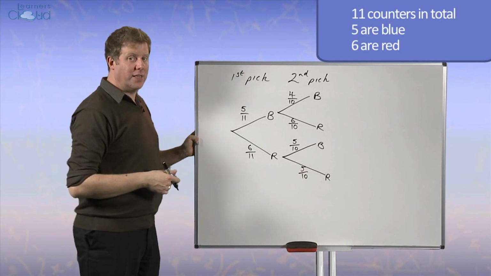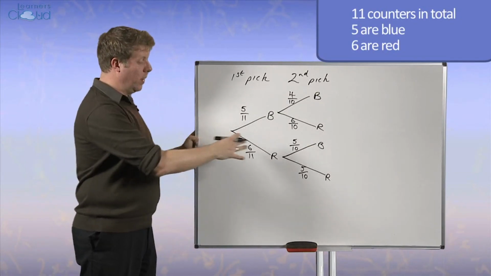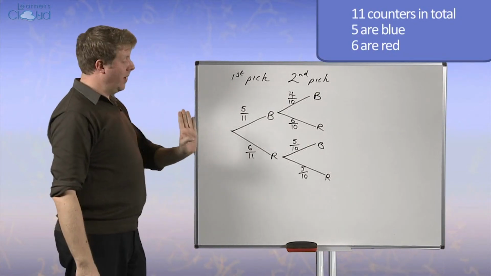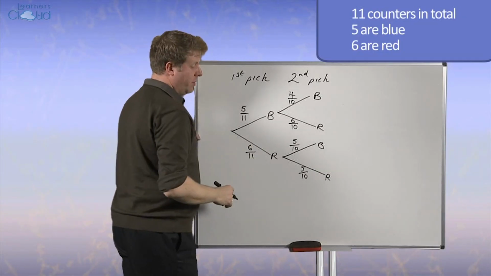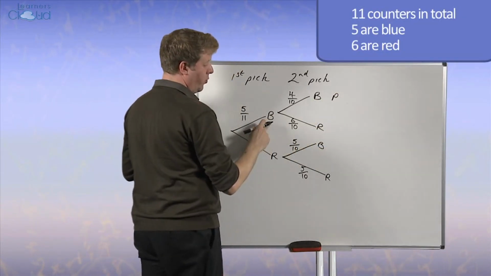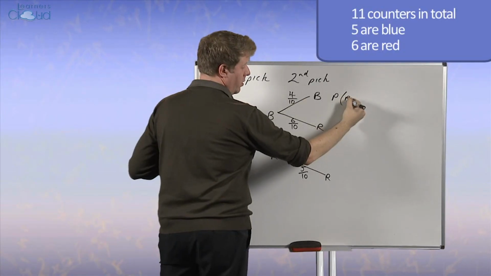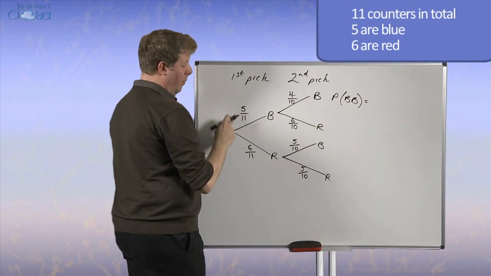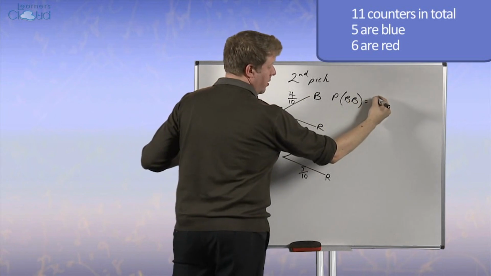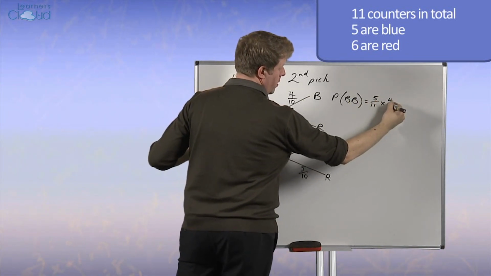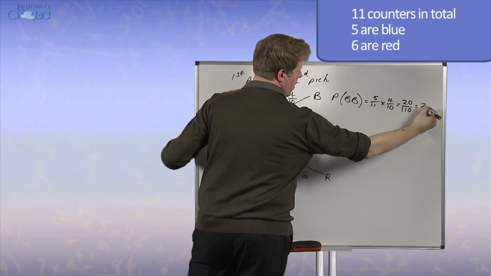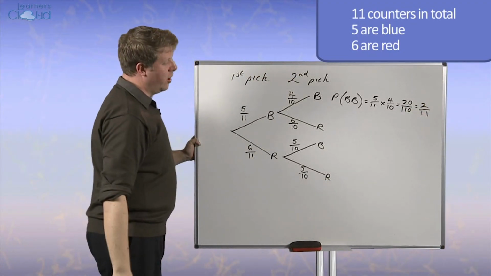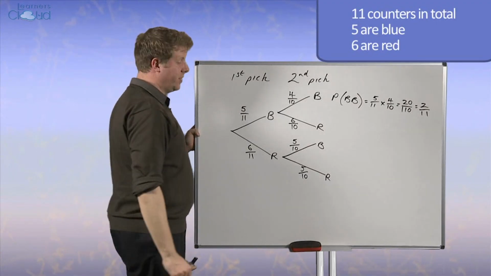So notice how we've constructed our probability tree. Make sure you can see where all those fractions have come from. They're out of 11 to start with and out of 10 on the second pick because we don't replace the counter we've chosen. So all our possible outcomes, therefore, well, this corresponds to the probability of getting a blue and then a blue, so we'll call it BB, and that would be 5/11 times 4/10, which gives us 20 over 110, which simplifies to 2/11.